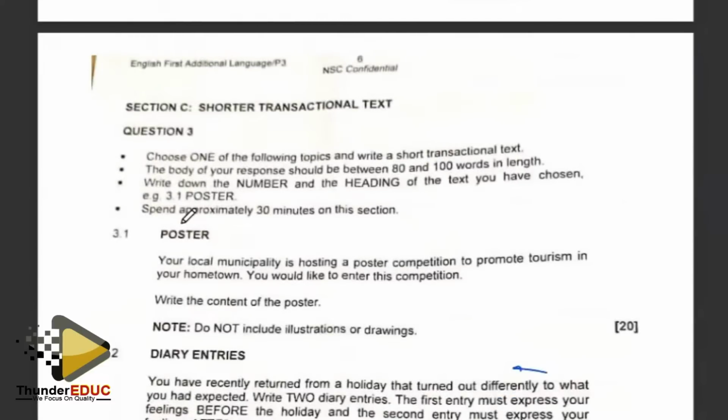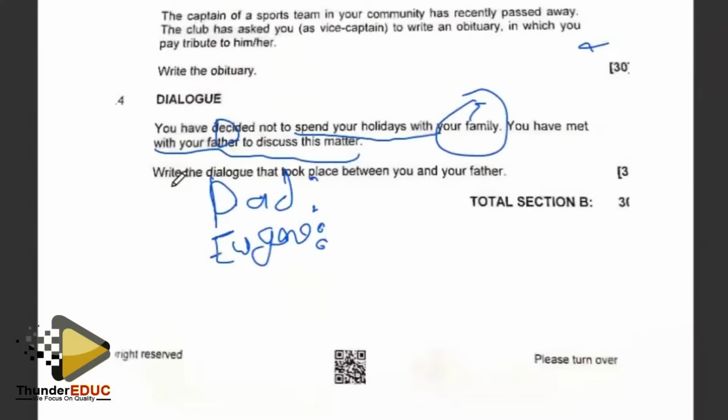It says here, choose one of the following topics and write a short transactional text. The body of your response should be between 80 and 100 words in length. All right. So before we even get to it, I like to discuss the rubric. Just like we discussed the rubric with our essay, we're now going to discuss the rubric with this one. Find out what we were supposed to do and what our rubric was supposed to look like.